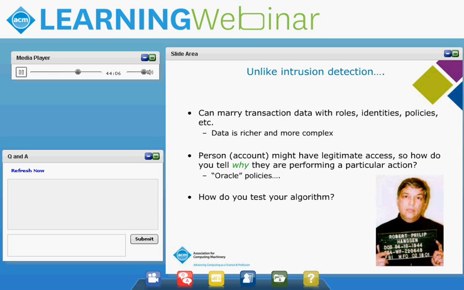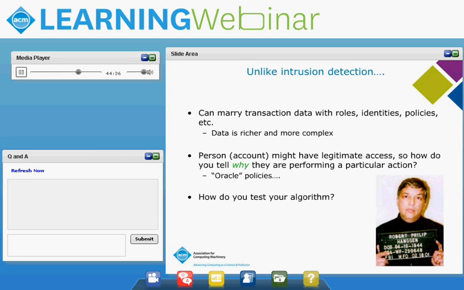When you're looking at insiders, it's also not like intrusion detection in the sense that we can look at a lot more data. Intrusion detection, you're looking for an intruder. In this case, you can actually start adding in a lot more data: roles, identities, policies. So your data now is much richer, much more complex, and so you have a lot more to look at. At the same time, you have someone who has legitimate access. They're not an intruder. So you're trying to determine why they're performing some particular action.